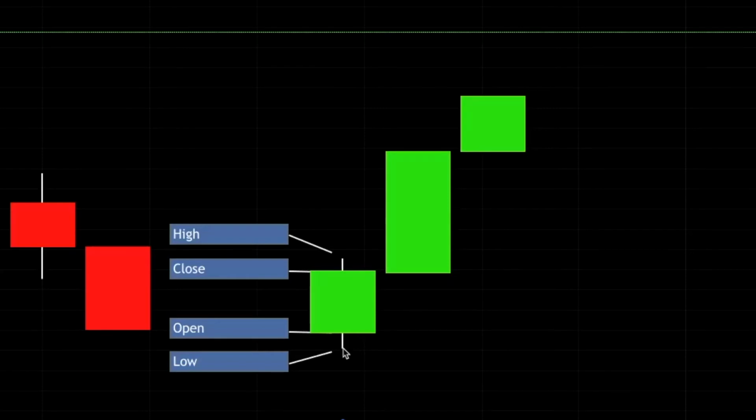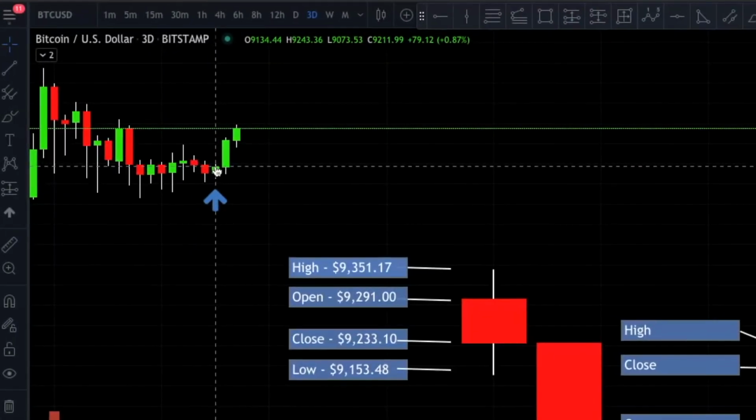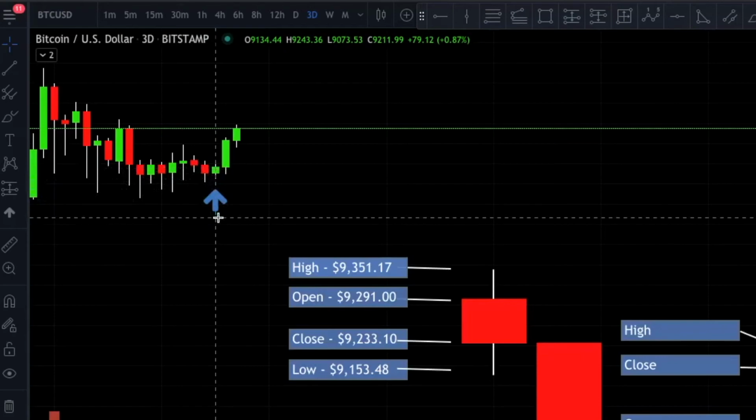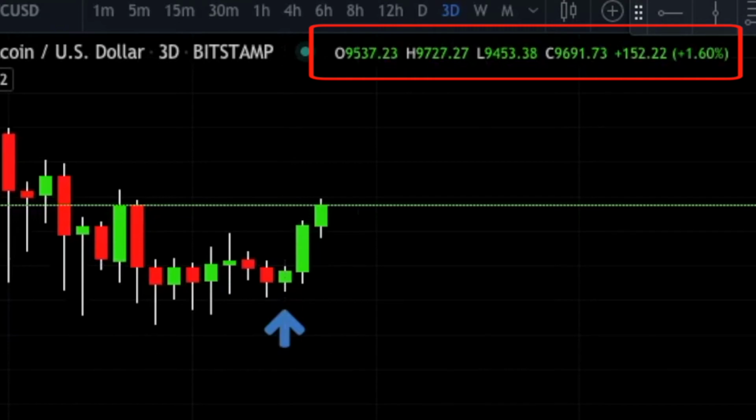If we want to look at the amounts, all we have to do is hover our mouse onto that exact same candle, and we will be able to see the price points of this candle. So we have an opening price of $9,134.44, a low price of $9,073.53, a high price of $9,243.36, and a close of $9,211.99. So I'm just going to input these onto our labels.